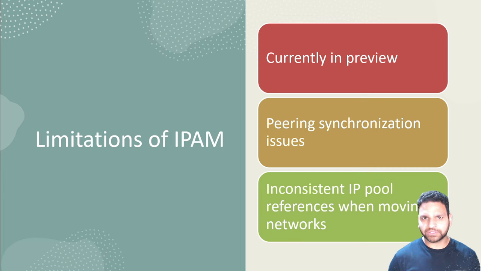So what are the limitations? First biggest limitation is it's in public preview, so you can't use it in production. Second one, sometimes there is a synchronization issue. When two virtual networks are peered, in that case, sometimes there is inconsistency in the current usage of IP address. And the last one is inconsistent IP pool references when moving network. In case you're moving your virtual network from one resource group to another, in that case also there are sometimes inconsistencies seen. But this is in public preview and these are known limitations, so Microsoft will resolve them soon.